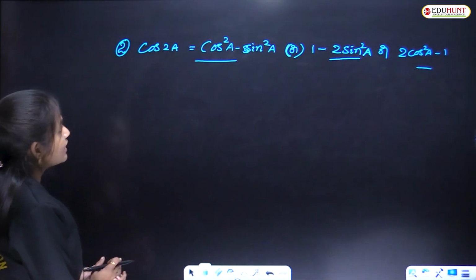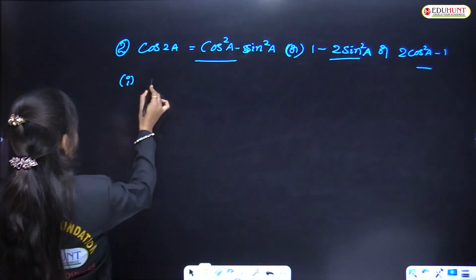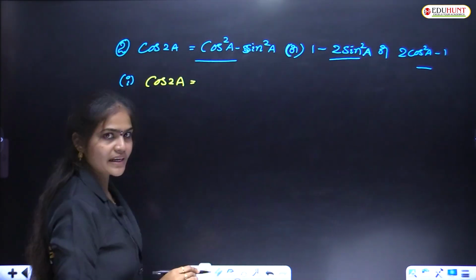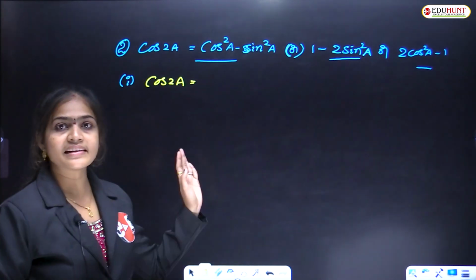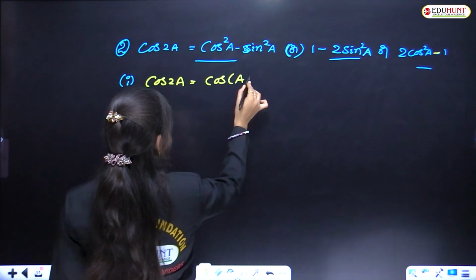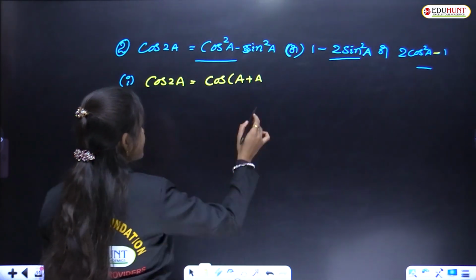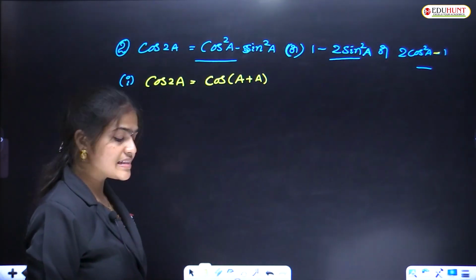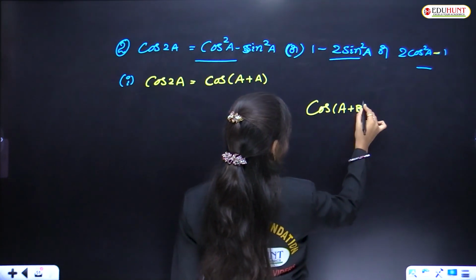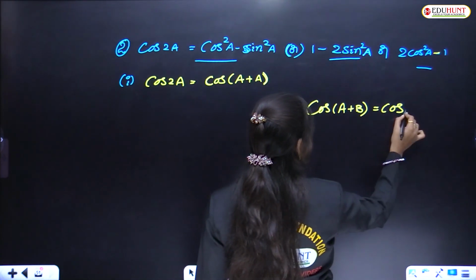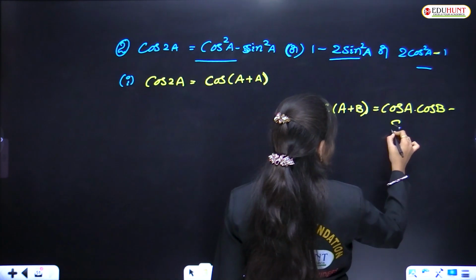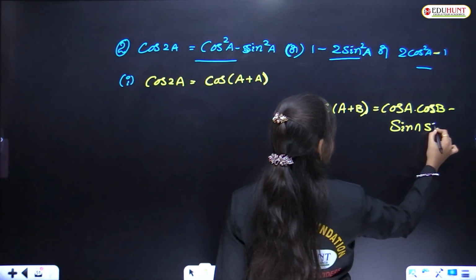Okay, so let us see the first proof. The first proof: cos 2A is equal to cos square A minus sin square A. So cos 2A, just like sin 2A, how did we write it? Like that only, right? Cos of A plus A. So cos of A plus A is in the form of cos of A plus B. So cos of A plus B is equal to cos A cos B minus sin A sin B.